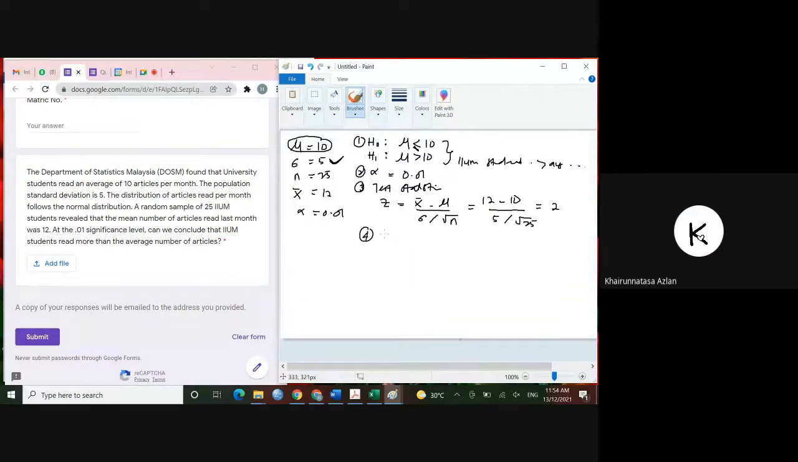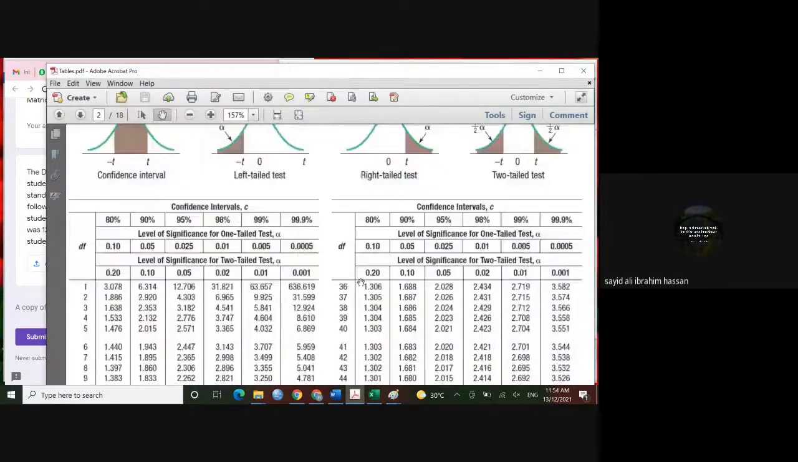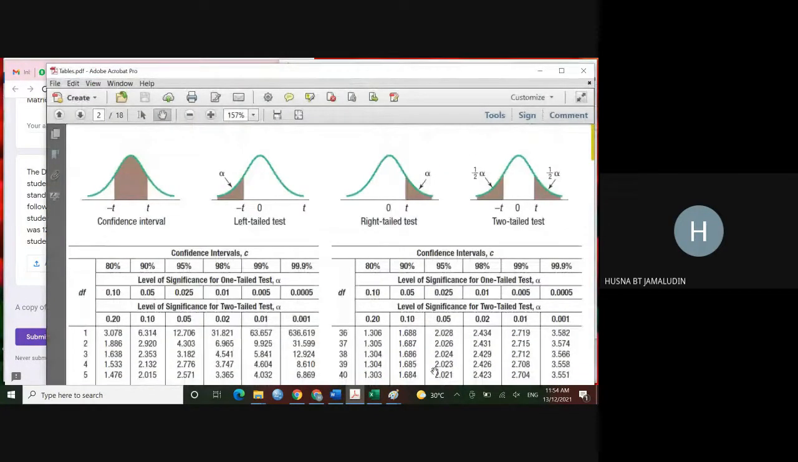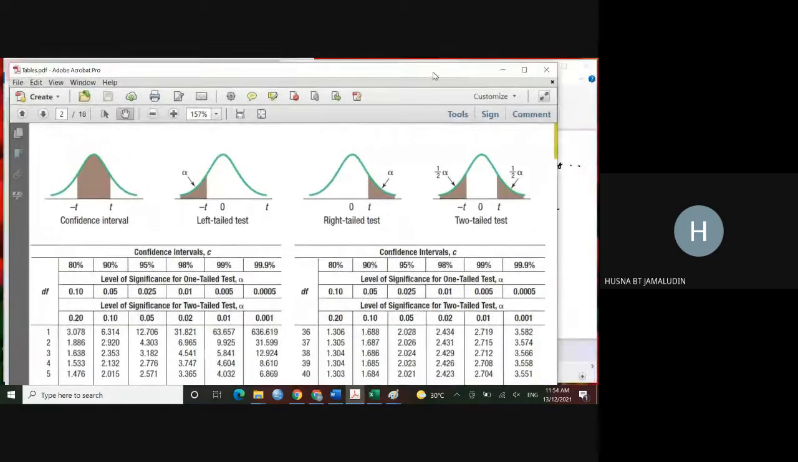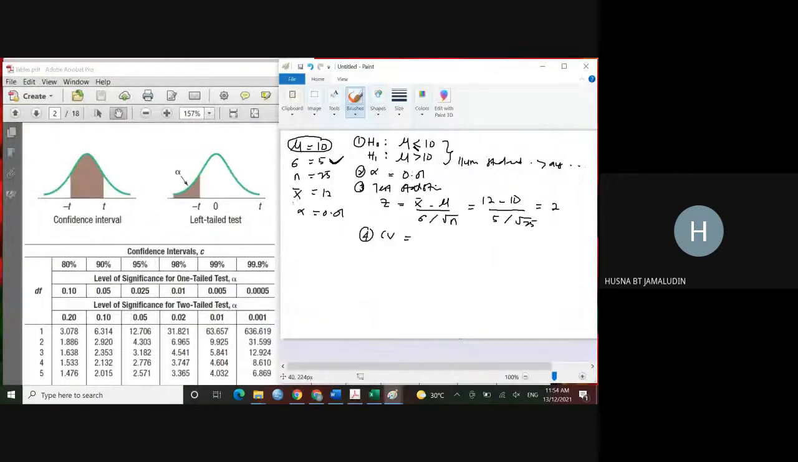Decision rule. Formulate the decision rule, so you can also put the CV. Okay, so how to find the CV? You have to refer to the T table. Remember, even though here you are using Z statistics, for the CV you will always refer to the T table.